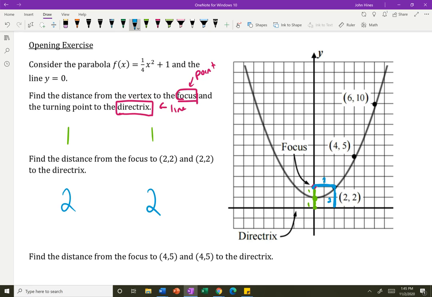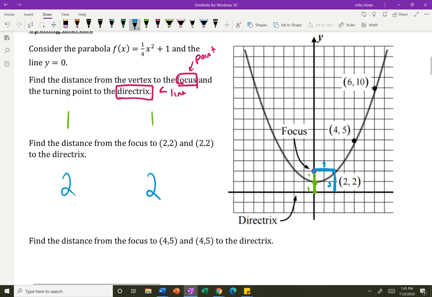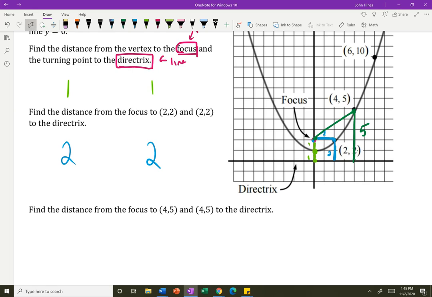They were both 2. What is the distance from the focus? So we're always starting at this focus, going to 4, 5. So what is this distance? And what is this distance? Well, this distance, I know, it's 1, 2, 3, 4, 5. I can count boxes there. I can't count boxes here for the focus to that 4, 5. So I've got to go from 4, 5 to the point 0, 2.